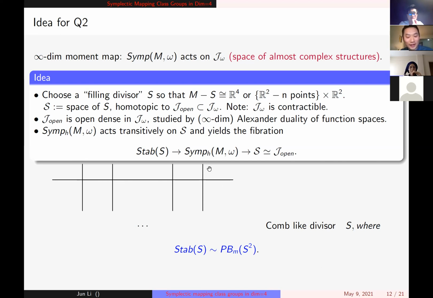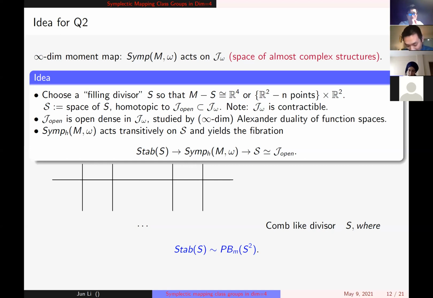So these lines are projective lines, meaning that topologically they are S2s. And then the stabilizers are going to look like a pure braid group of M strands, where these M strands are the intersection points on this horizontal S2. Okay, that's a rough idea for question 2.